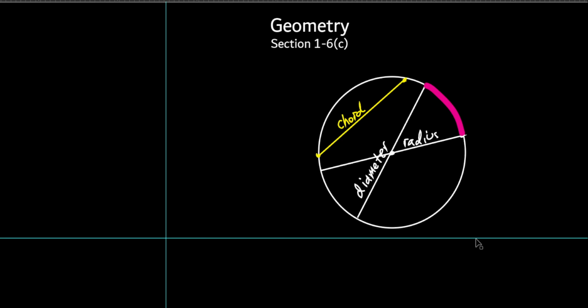So it's not a radius, not a diameter, it's not a chord. We call this thing an arc. All right? So that's the arc. It's just a curve that's part of the circle. So that's considered an arc.